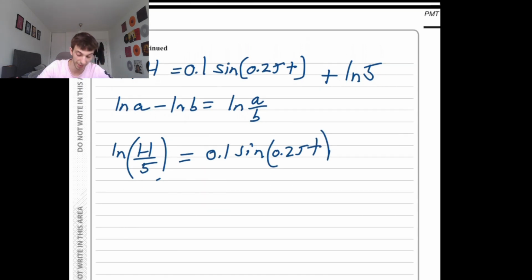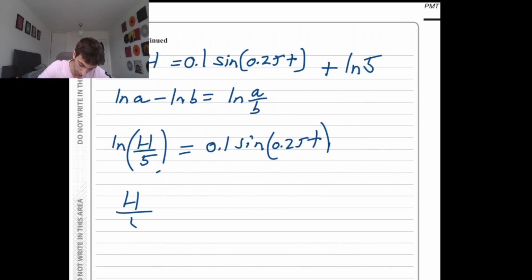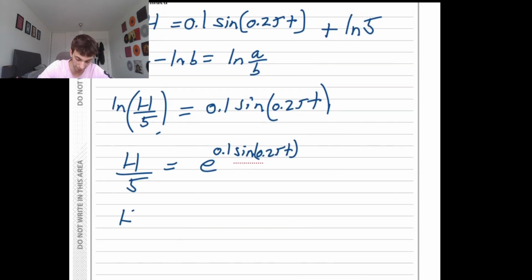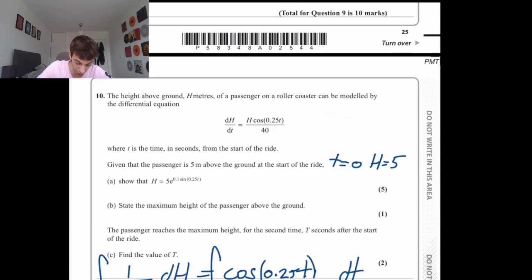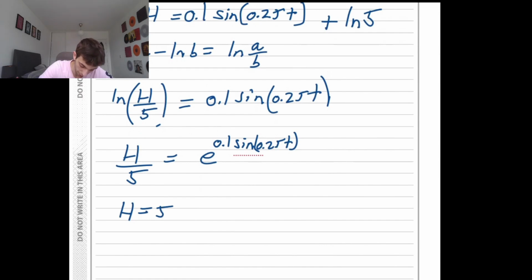Okay, that's great. From here, we can take e of both sides to get rid of this natural log. So we have h over 5 equal to e to the power of 0.1 sin(0.25t). Great, almost there. What to do now? Make h the subject of the formula. You can see we're actually almost there. We just have to multiply over by 5. So last step, h equals 5 times e to the 0.1 sin(0.25t).